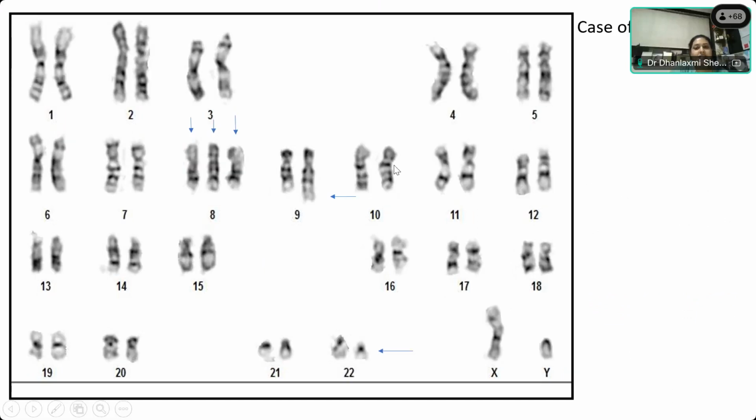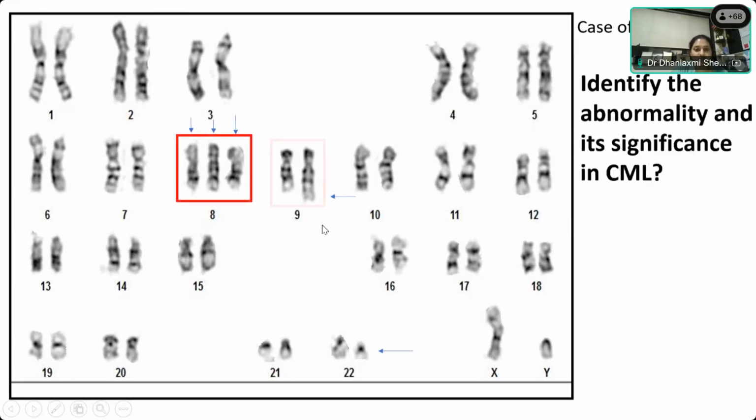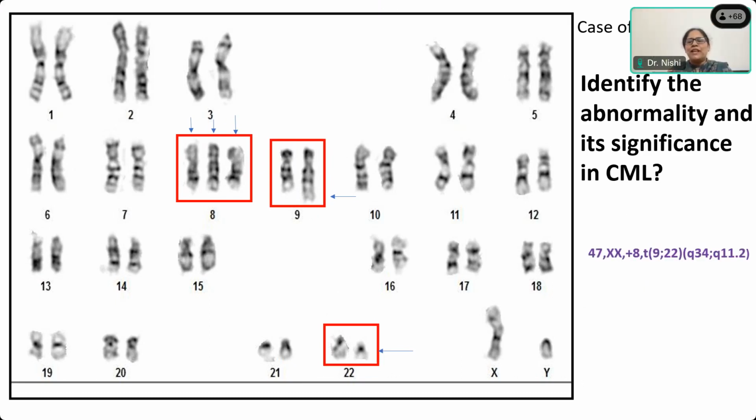Again, I think very simple. This is a case of CML. And here you can see the classic 9;22 balanced reciprocal translocation. However, along with this, what you can see here is an extra chromosome 8, which is trisomy 8. What is the answer? What is the abnormality that is detected? Participants have answered trisomy 8 also. Yes, so this is trisomy 8 along with the 9;22 translocation.